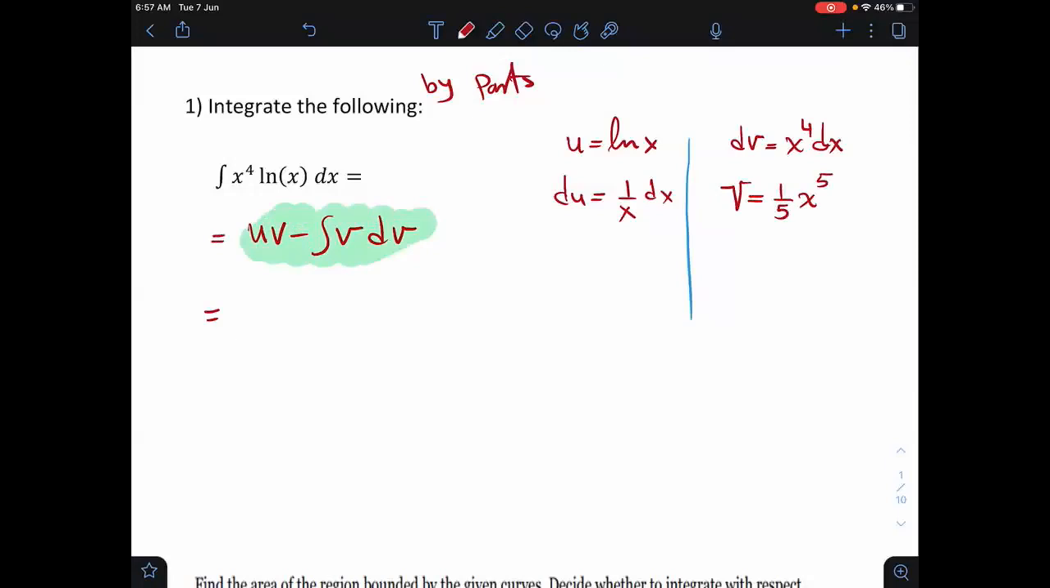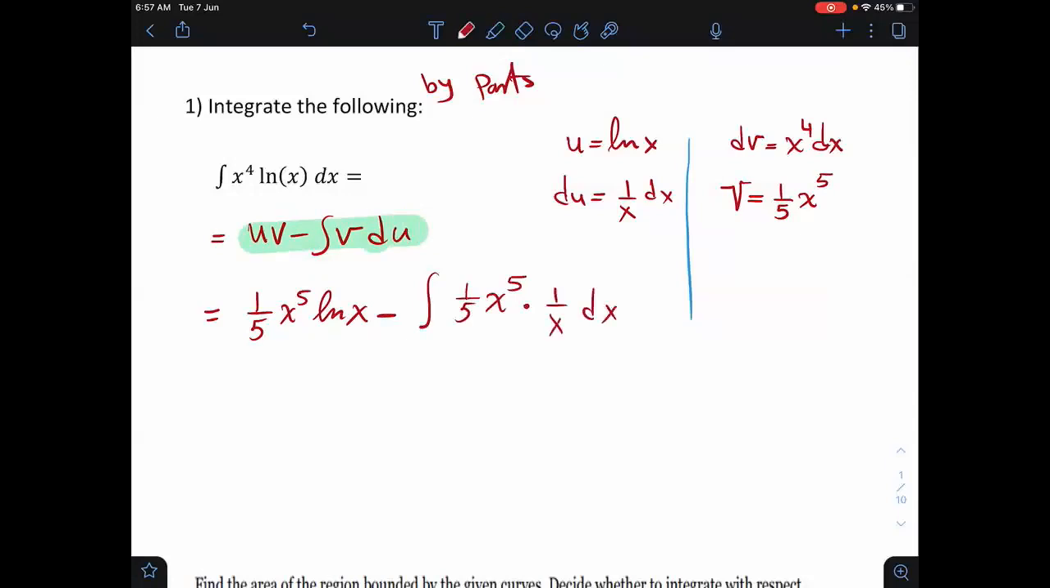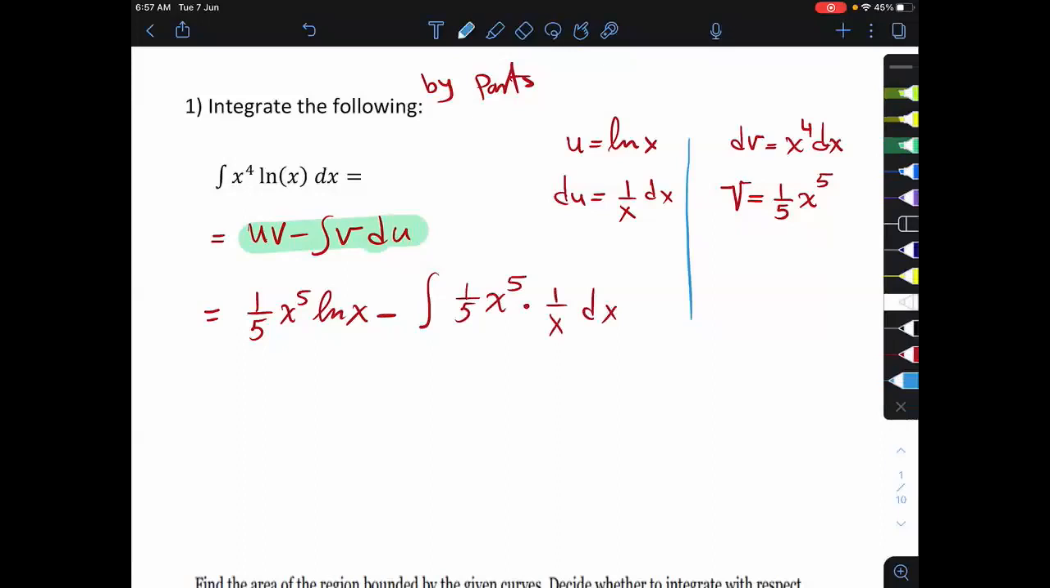The u here is ln x times 1 over 5 x to the power of 5. This is the u times v. Then the integral of v, which is 1 over 5 x to the power of 5, times what? The dv. Times, sorry, the du. uv minus the integral of v du. Okay, so the du is 1 over x dx. Now we can simplify this x with the power of 5.